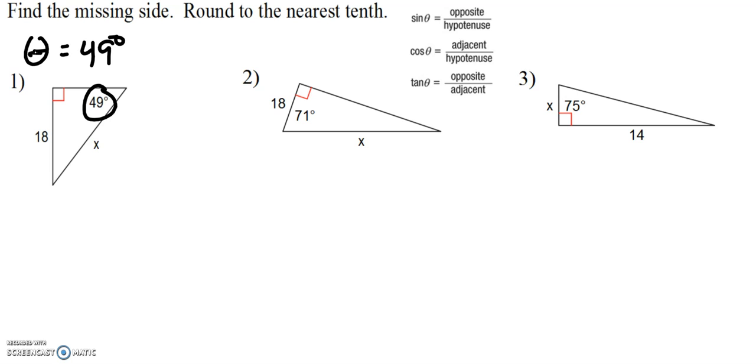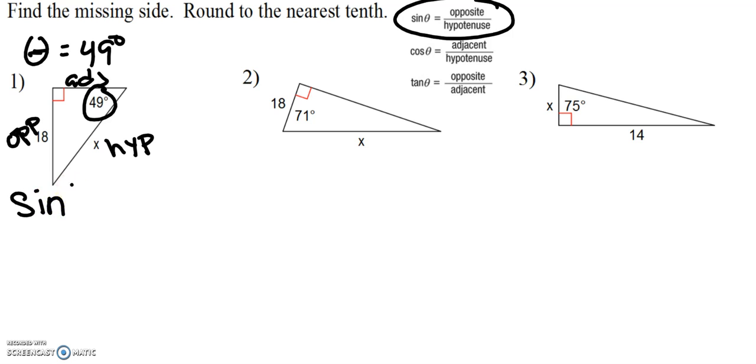So again, how do I figure out which one of these three, sine, cosine, or tangent, I'm going to use? Now that I know what theta is, I can figure out what the other sides are. The x is going to be the hypotenuse, 18 is going to be the opposite, and this side is going to be the adjacent side. So I know the opposite side, 18, and I'm solving for the hypotenuse, so I'm going to use sine in this first problem. Sine of theta, which is 49, equals my opposite side, 18, over my hypotenuse, which is x.